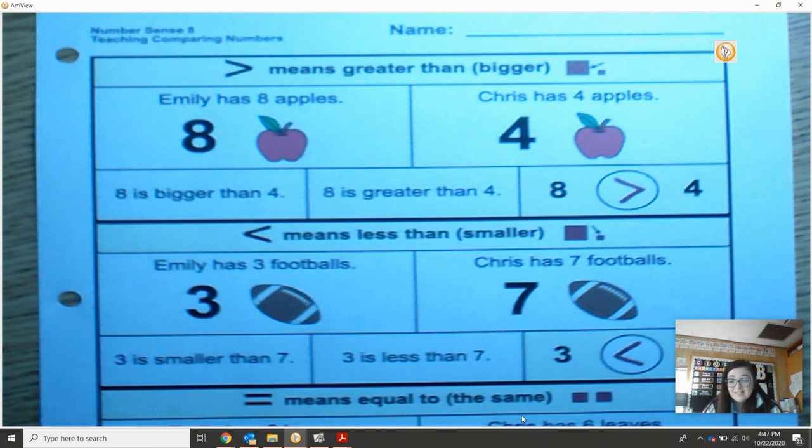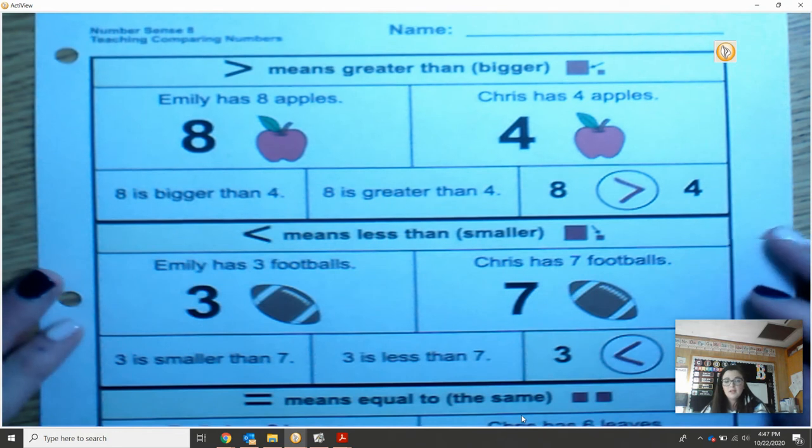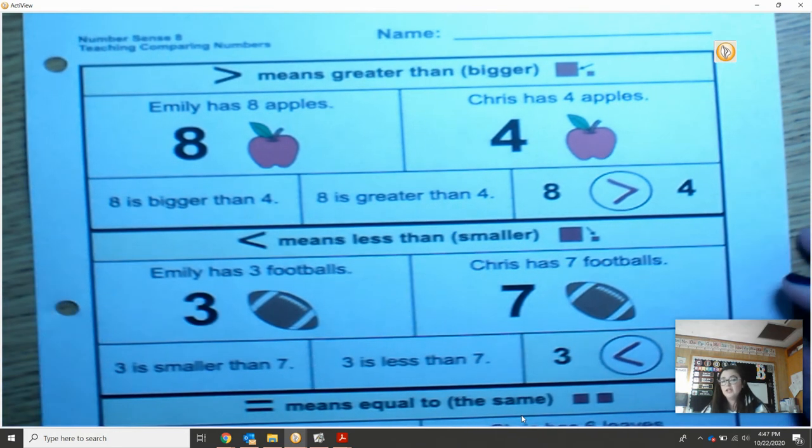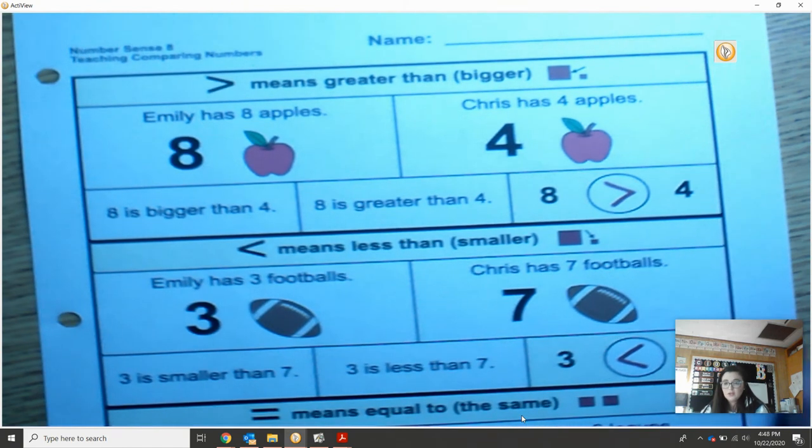This is lesson 16A, and you should have it in one of your packets. So we're going to go ahead and get started. Here is a sheet. You don't have this sheet, but we are going to talk about it and go over it. And this should be able to help you work on the papers you do have that go with greater than, less than, and equal to.